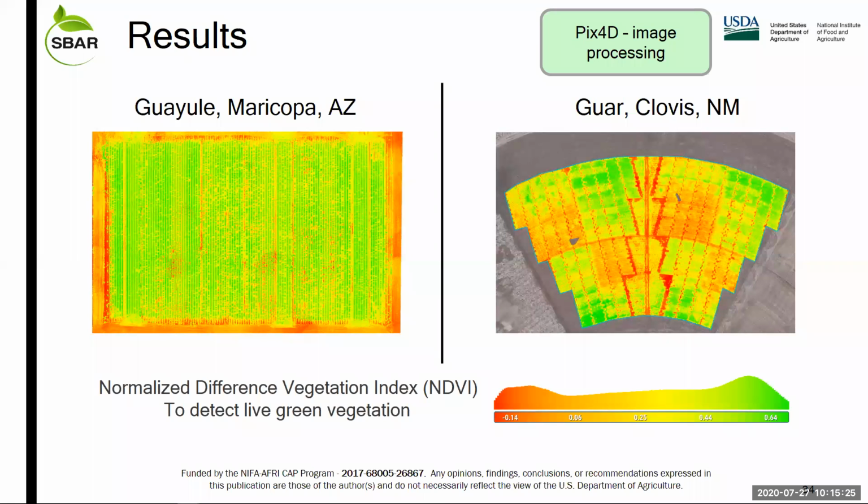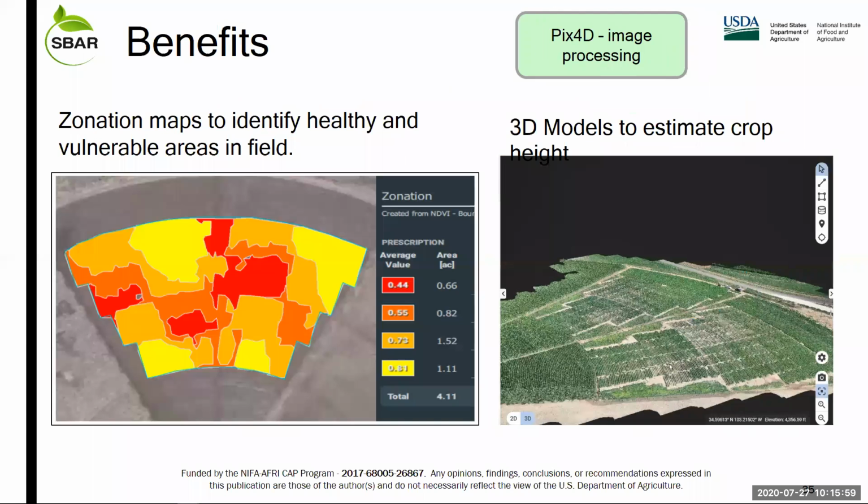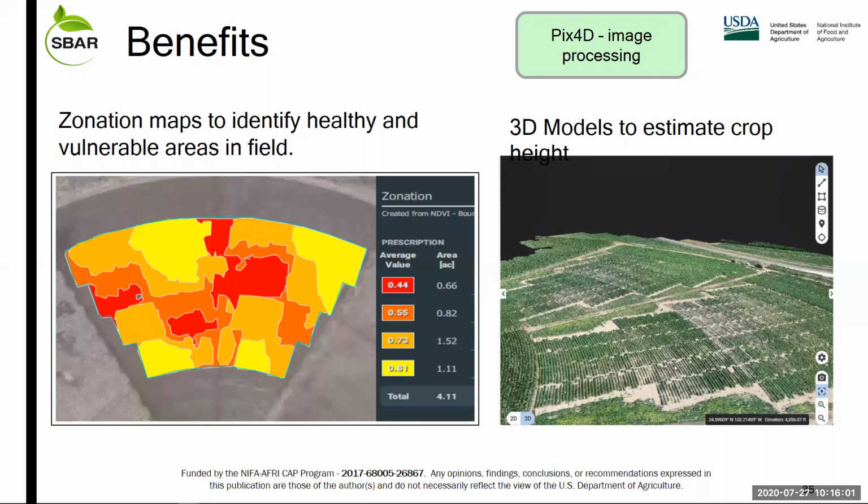I have remote sensing results. On the left side of this slide, you see the Waiuli experiment, and the right side is again GWAR. This is showing a vegetation index, which is telling us the live green vegetation. The greener portion is healthier, live green vegetation compared to the red portion, which is lighter in vegetation and not as dense. In the next slide, I will be telling you further about how we have used Pix4D.